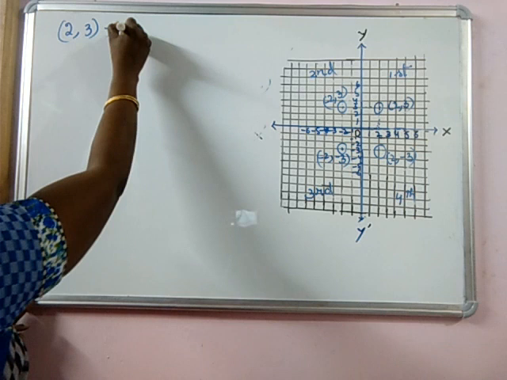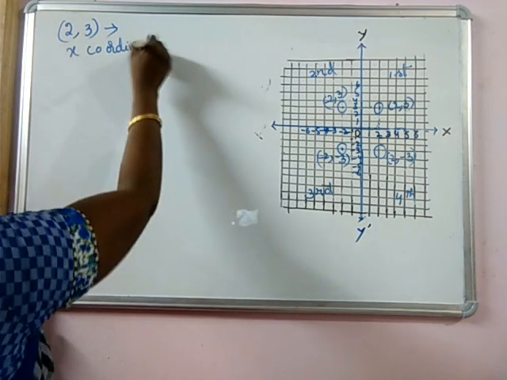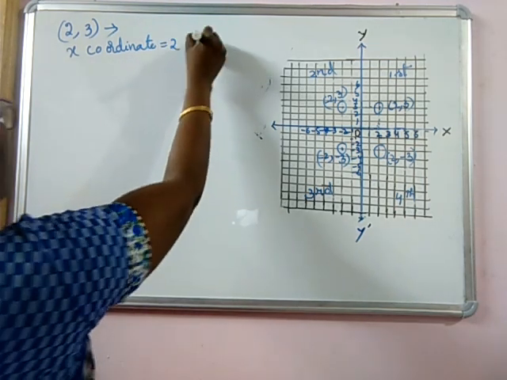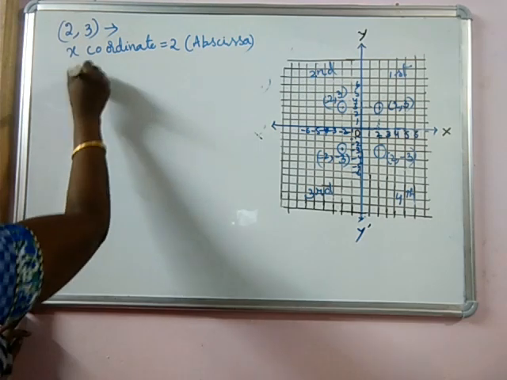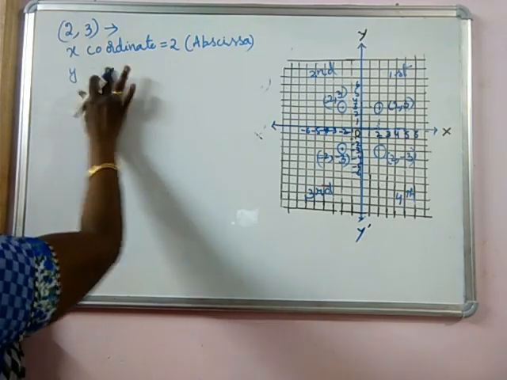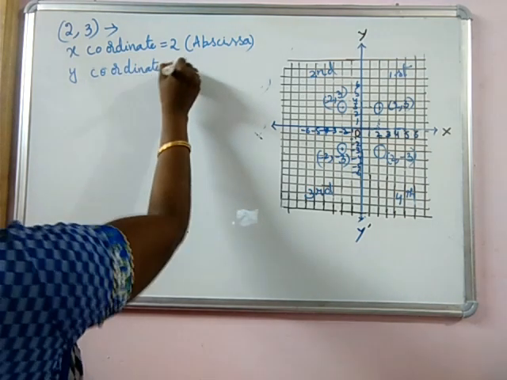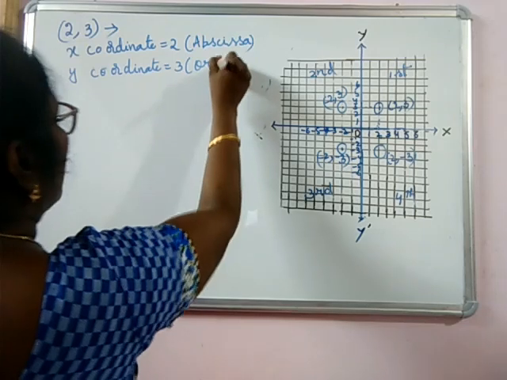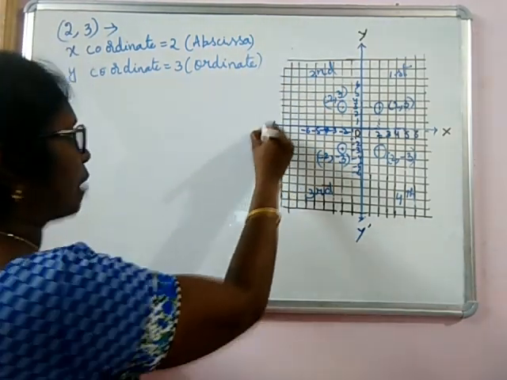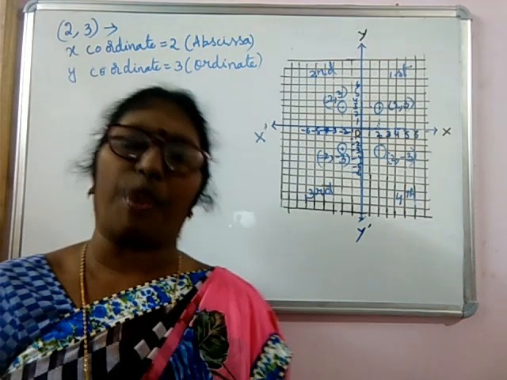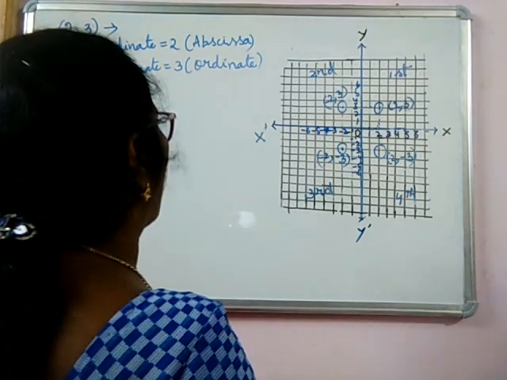Here X coordinate is 2. It is otherwise known as abscissa. X coordinate is known as abscissa. And in this point, Y coordinate is 3. It is otherwise known as ordinate. So the x coordinate of a point is known as abscissa and y coordinate of a point is known as ordinate.